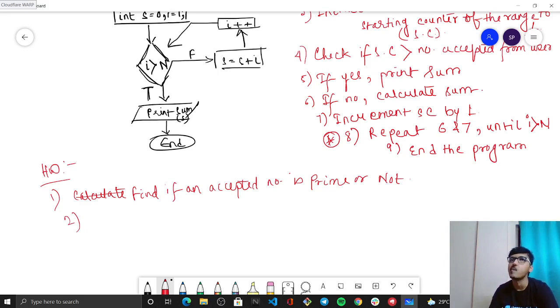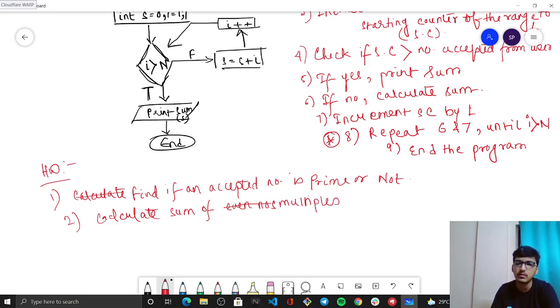And the second one is calculate the sum of even numbers. No, even numbers will be very easy. Calculate the sum of multiples of 2 between 1 to 10. Very simple, just write a pseudocode.